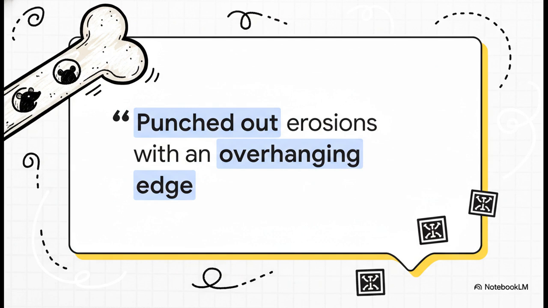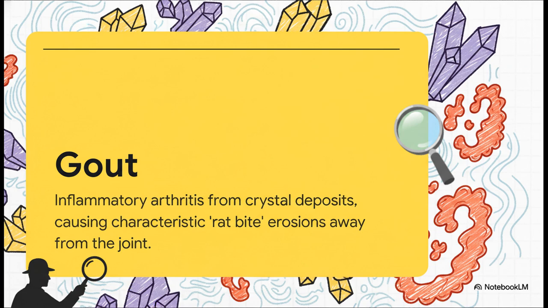something literally took a bite out of the bone, leaving this sharp, overhanging edge. And notice how they're located just a little bit away from the joint surface itself. This very specific type of damage is the calling card of gout. What's happening is that uric acid crystals are building up and triggering this intense inflammatory reaction that just eats away at the bone. So once again, a very specific visual pattern points the detective right to the correct diagnosis.